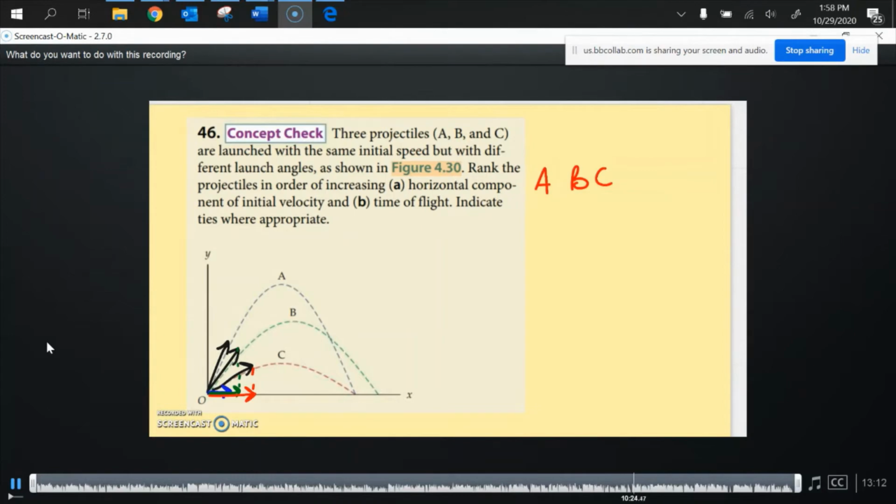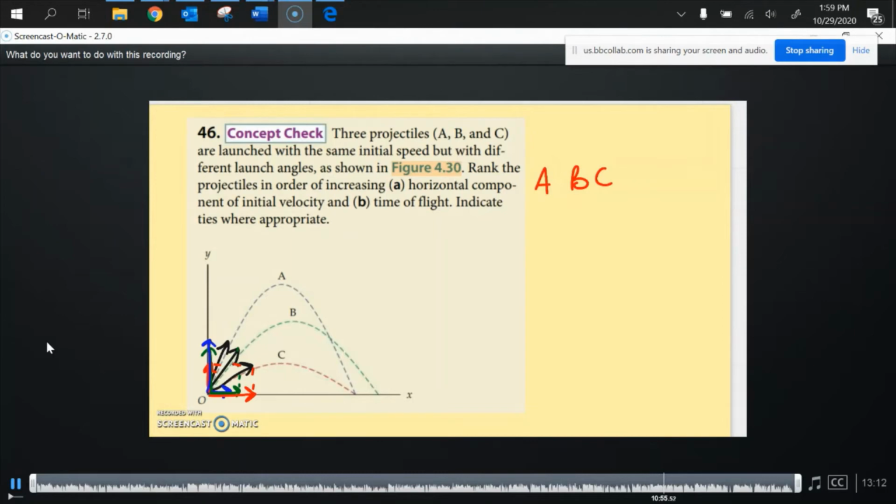Now for part B, we're supposed to rank them in terms of time of flight in an increasing way, and there's a couple ways to think of it. One way that I like to think of it is I like to think about the vertical components. So now C has the smallest vertical component of its initial velocity. B's is bigger, and A's is the biggest. You can see the effect of that. Look how high up A goes versus B. C doesn't go up very high at all. Well, you keep going up until gravity can bring you to a stop.